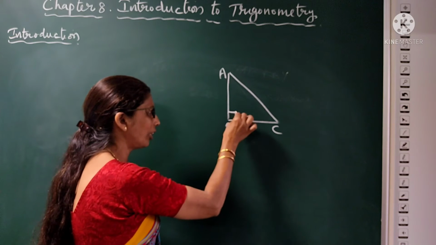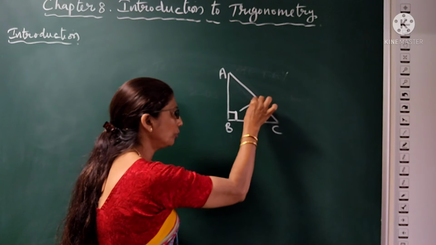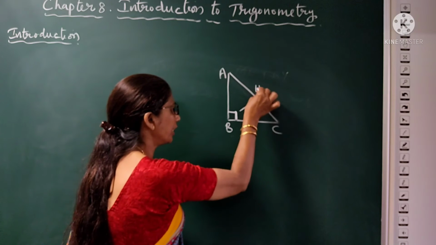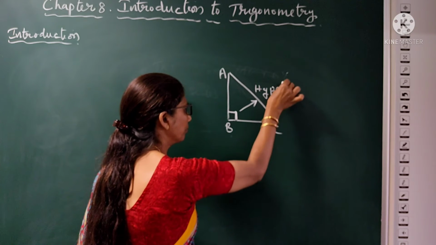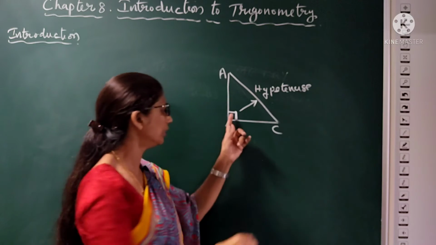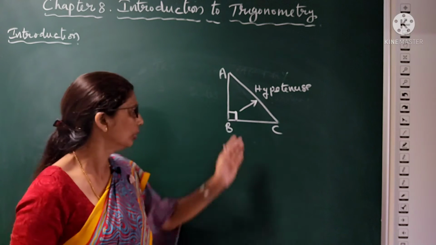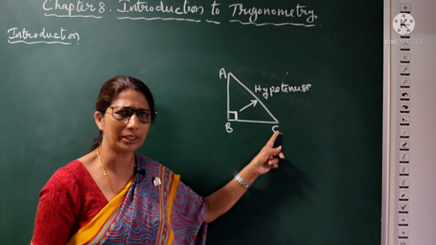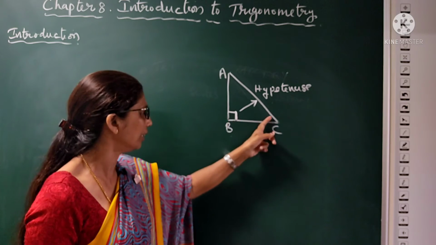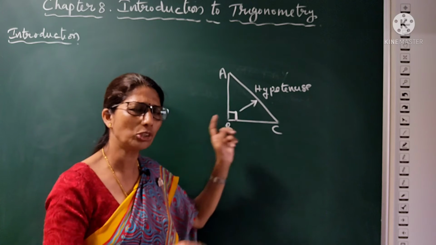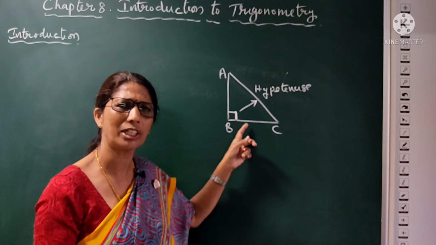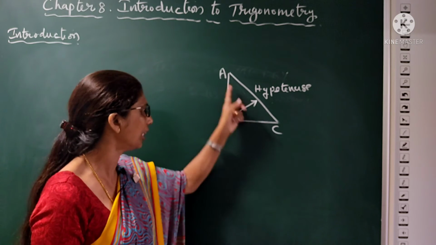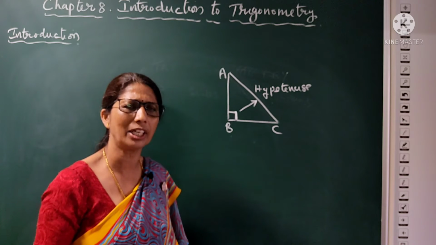Just take the side opposite to this 90 degrees; we are calling it the hypotenuse. The other two angles, angle A and angle C, are both acute angles. Why? The sum of all angles of a triangle is 180 degrees, so with one angle 90 degrees, the other two angles sum to 90 degrees. That means each can be less than 90. That is why A and C are acute angles.